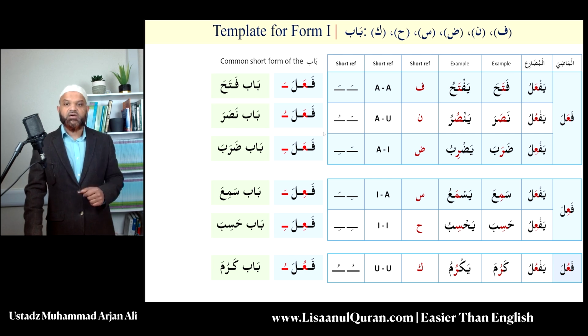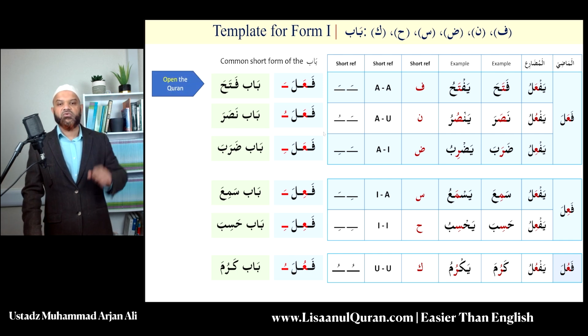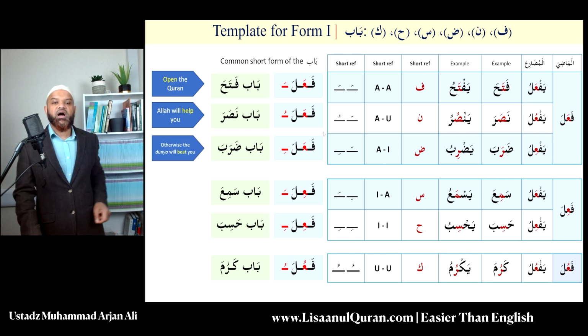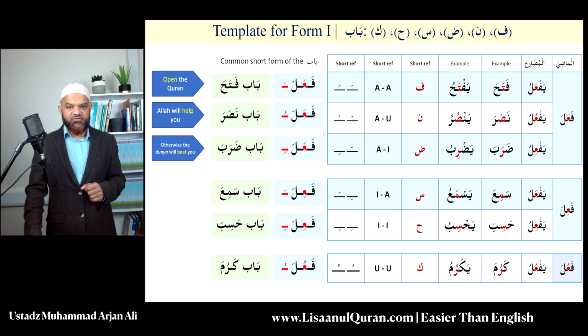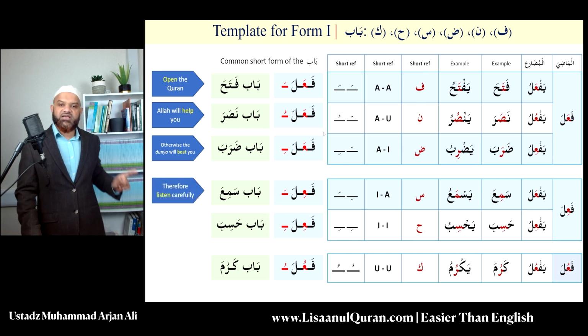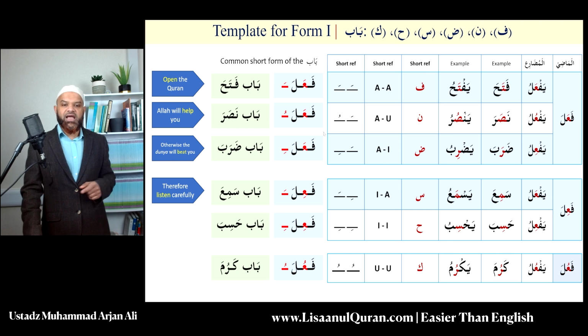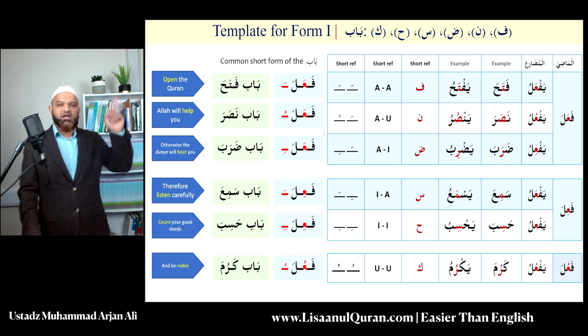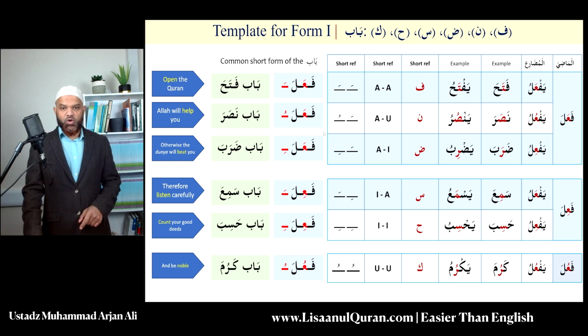So let's start. Repeat after me. Open the Quran. Fataha yaftahu. Allah will help you. Nasara yansuru. Otherwise, the dunya will beat you. Daraba yadribu. Therefore, listen carefully. Sami'a yasma'u. And count your good deeds. Hasiba yahsibu. And be noble. Karuma yakrumu. Let's do it one more time.